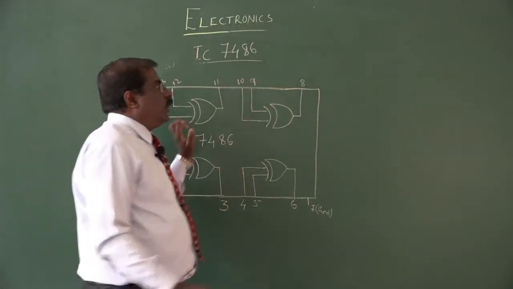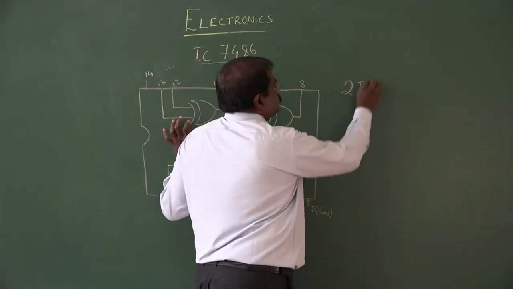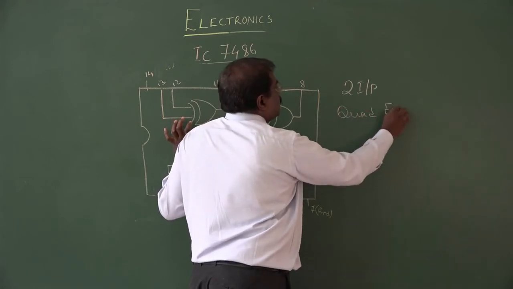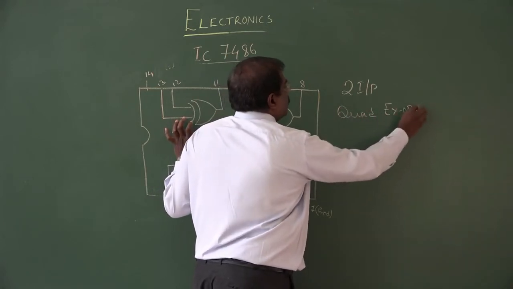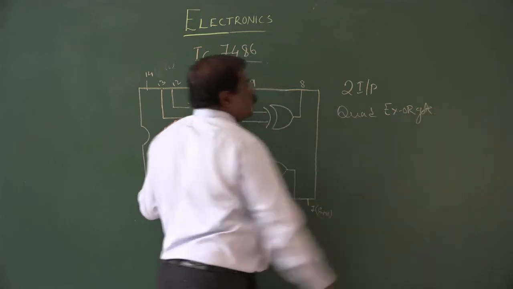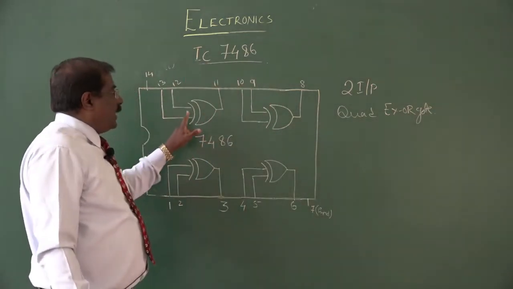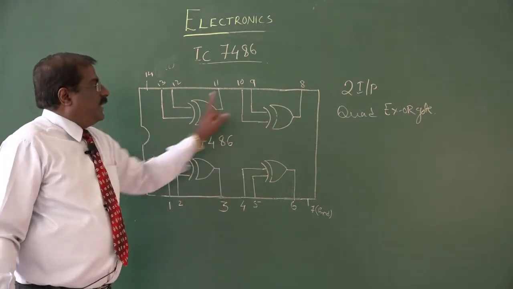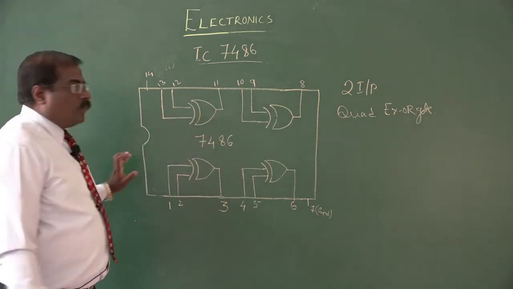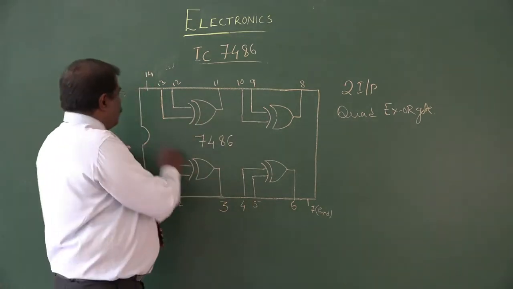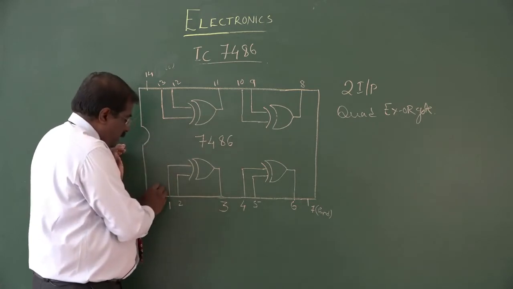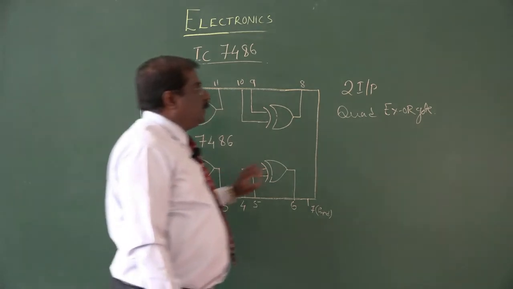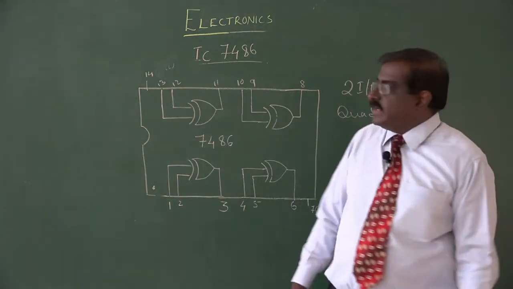IC7486 is a 2 input quad XOR gate. In this case IC7486 we have 4 XOR gates, 1, 2, 3 and 4. Okay, to identify this one we have the notch or a dot. A dot will be present. So, 2 input quad XOR gate.